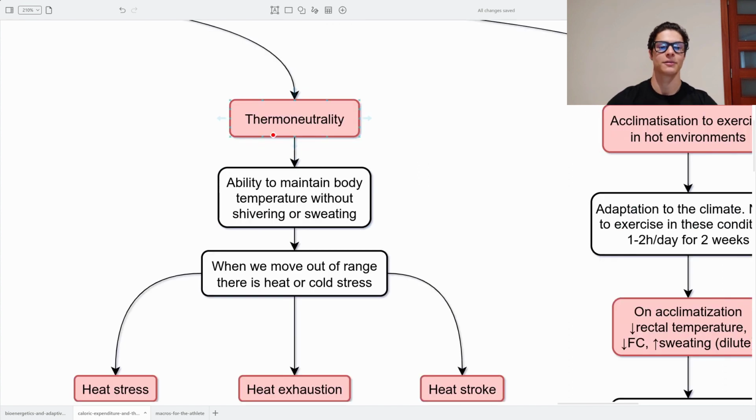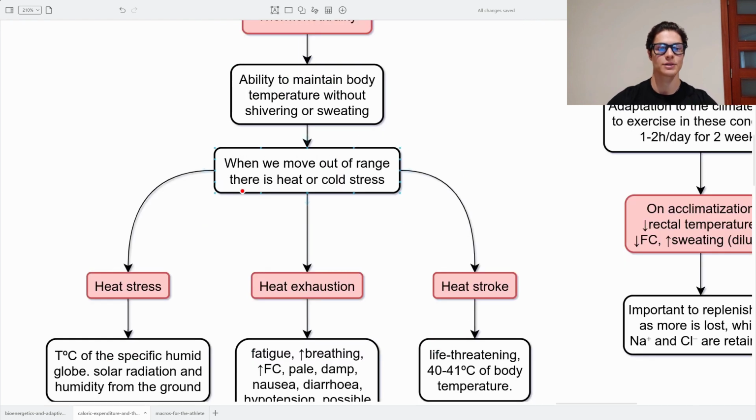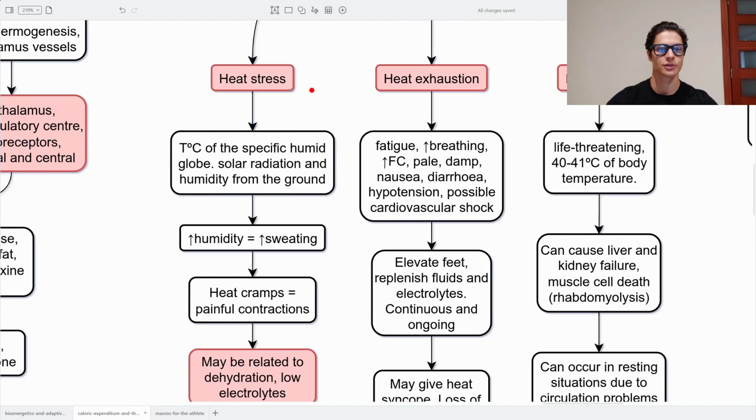Now let's take a look at thermoneutrality. It is the ability to maintain body temperature without shivering or sweating. Important. When we move out of range, there is a heat or cold stress. And because of that, we can find three main situations here: the heat stress, heat exhaustion, and heat stroke. The heat stress is measured using the temperature of the specific humid globe. This takes in account the solar radiation and the humidity from the ground.